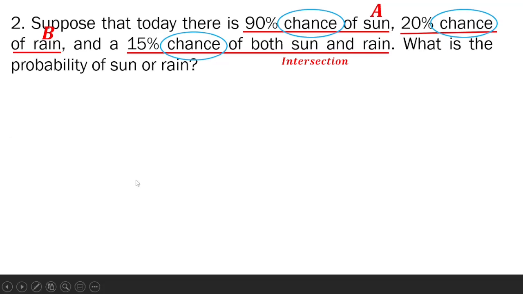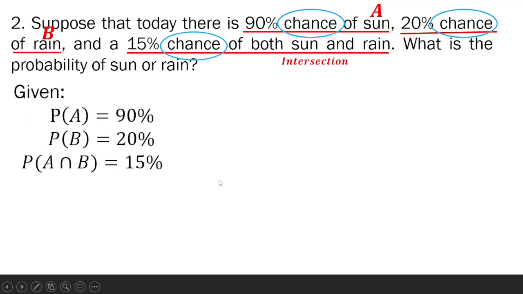Okay? And with that, we will now write down the given. The probability of a sunny day today is 90%. The probability that it will rain today is 20%. And the probability that it will rain or it will be a sunny day or both is 15%.